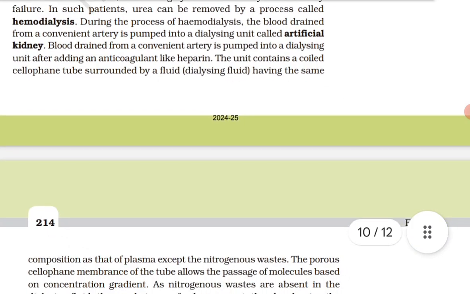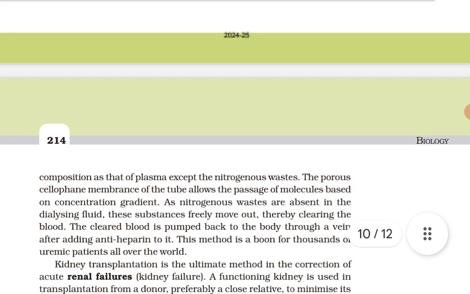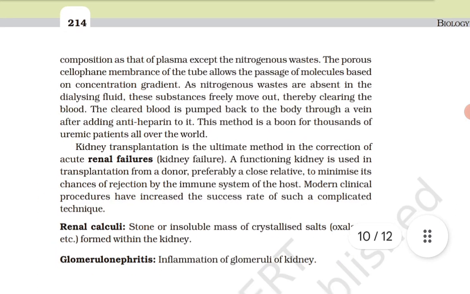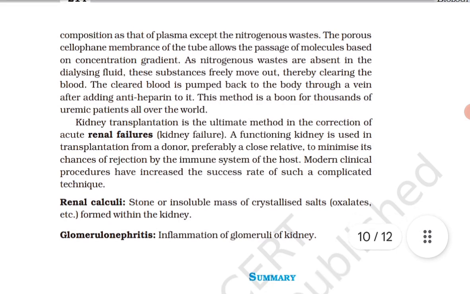Next is renal calculi, a stone or insoluble mass of crystallite salts, that is oxalates, etc., formed within the kidney. Glomerulonephritis, that is inflammation of the glomeruli of the kidney. We are going to read the summary in a quick and speedy way.